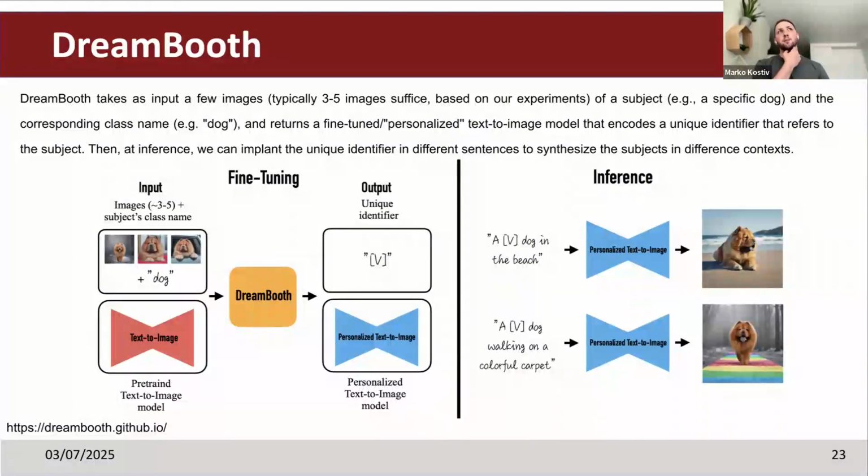Now let's talk a little bit about fine tuning, because it turns out that those large models, which have billions of parameters, are actually fine tunable. Well, not that easily, but still they're manageable.